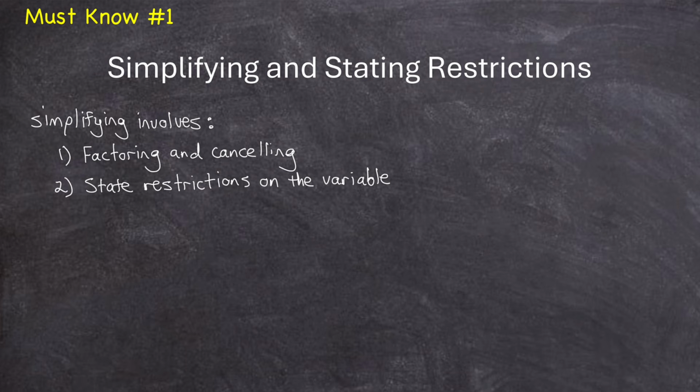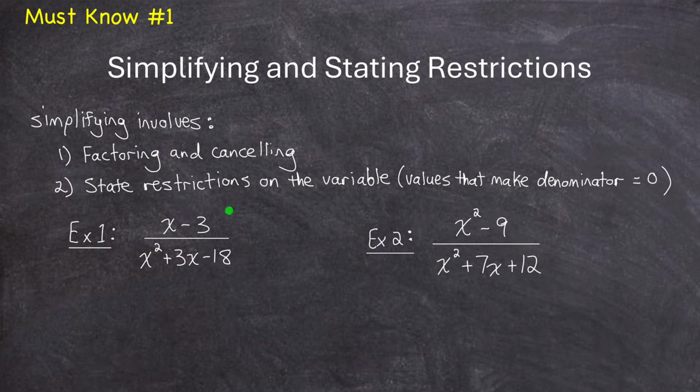And a restriction on the variable would be any value of the variable that makes the rational function undefined, which would be any value that makes the denominator of the rational function be zero. So let's look at 2 different rational functions. We'll simplify them and state any restrictions on the variables. For both of these rational functions, let's go ahead and try and simplify them and state any restrictions on the variable. Throughout the simplification process, you should always be looking if you can find any restrictions on the variable.